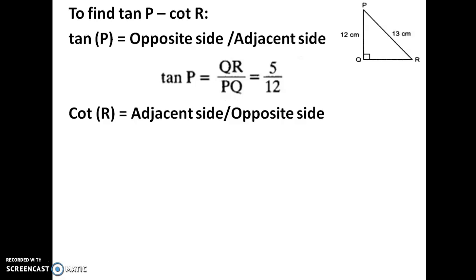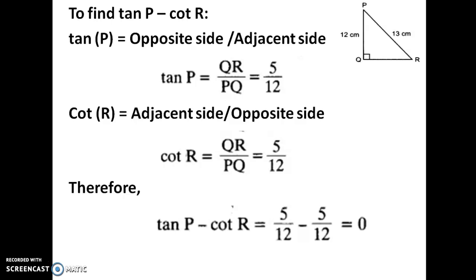Then cot R. So what is cot formula? Adjacent by opposite. So now we have to find out for R. For angle R, what is the adjacent side? Adjacent side is QR and opposite side is PQ. Okay, so it will be 5 divided by 12. So now we got the tan P and cot R. So substitute in the given problem. So you will get 5 by 12 minus 5 by 12. So that is equal to 0. Okay, that's the answer.